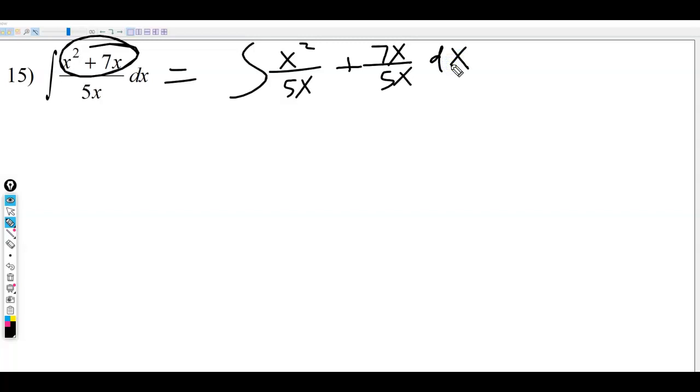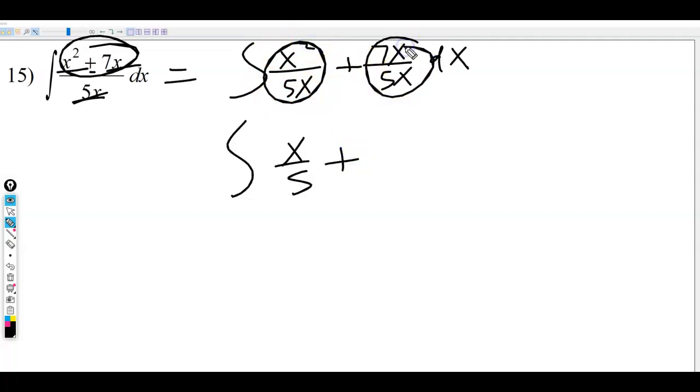But the way we can do this is you could just do this one over the denominator plus this one over the denominator. That's it. And then from there we can reduce this a little bit. This would turn out to be x over 5 if you reduced that fraction. And if you reduce this fraction, you get 7/5.